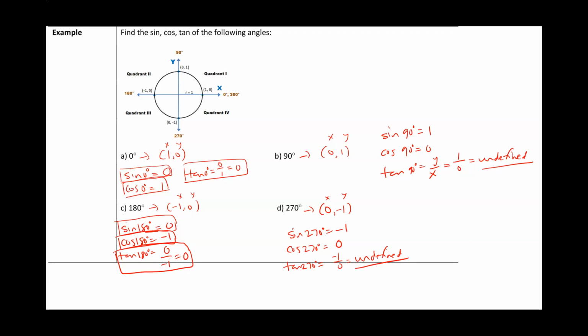So for all quadrantal points, whether it's 0, 90, 180, or 270, so that's going to be for 0 degrees, 180, 270, oh, I forgot 90, and then it comes back to 360 as well. Use each point, 1, 0, 0, 1, -1, 0, 0, -1, and write down the x and y values.